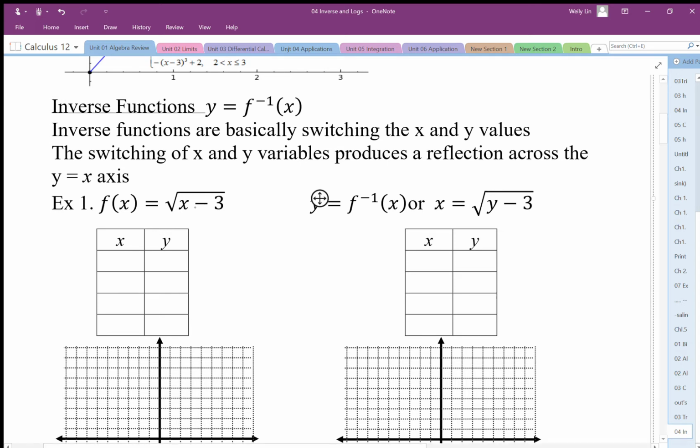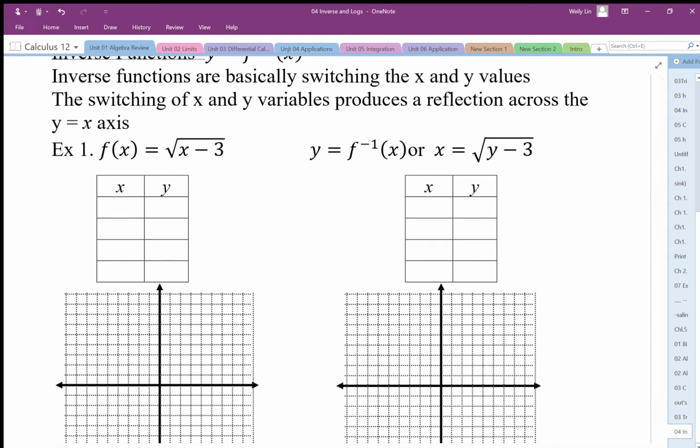So here, when I do an inverse, we're going to have some graphical relationships. I'm going to draw some reference points here. So 3, 0, let's go 4 and 1, and 7 and 2, and that's probably good enough for now. So I have my points here. I'm going to end up with a square root function that looks like this.